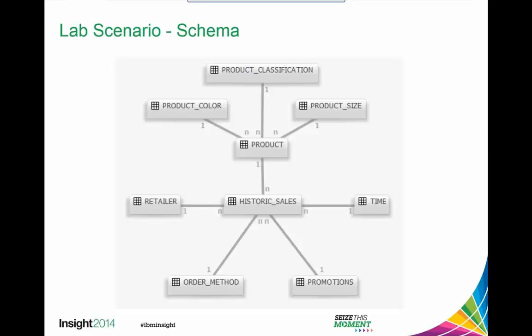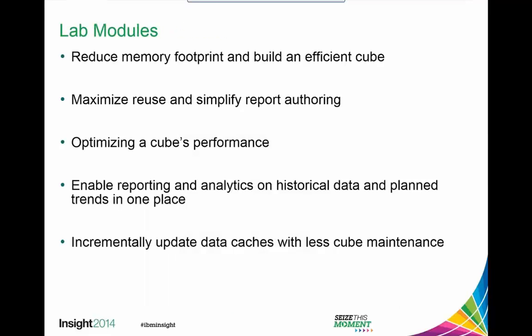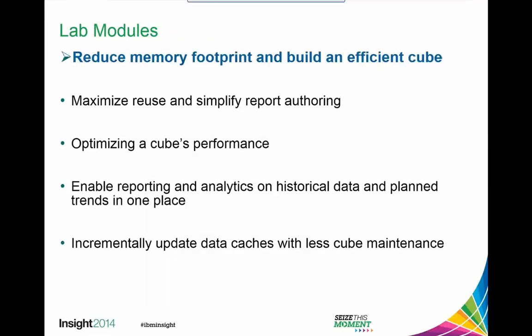Historic sales is the fact table in the middle, and we have 5 dimensions all around. We have product that's snowflaked out with 3 hierarchies. We have a time dimension, promotions, order method, as well as a retailer dimension. Okay, and if you remember from last time, we also have a recent sales cube, which is basically the same thing except it has a different fact table in the middle. It's called recent sales.